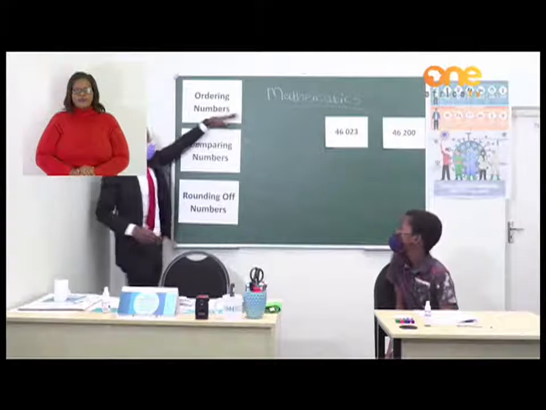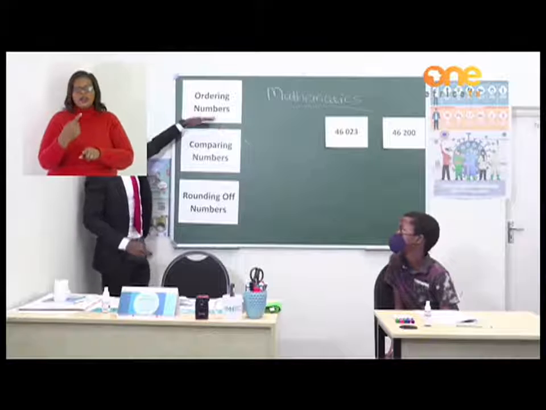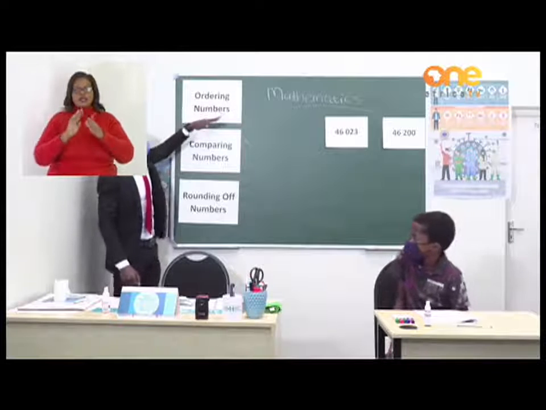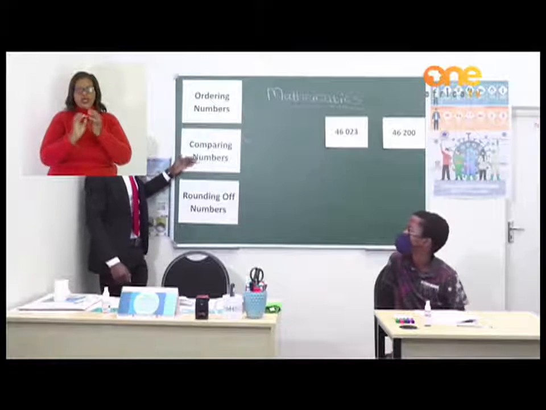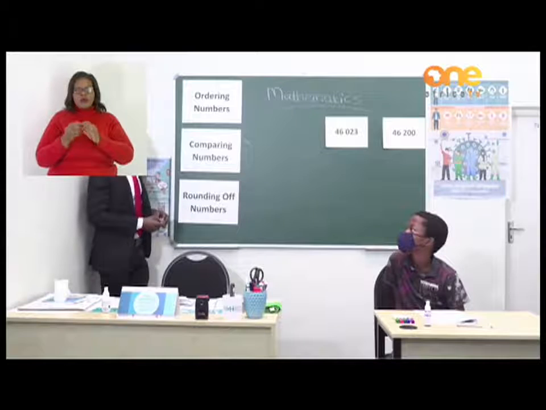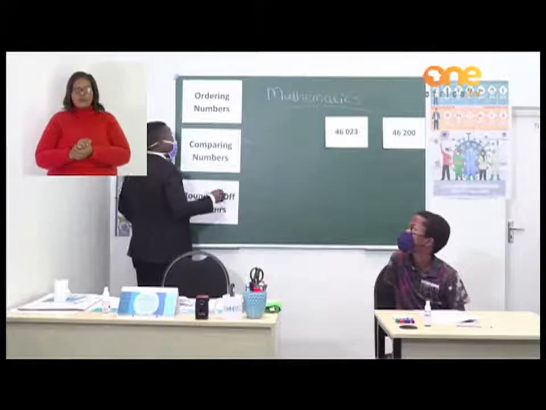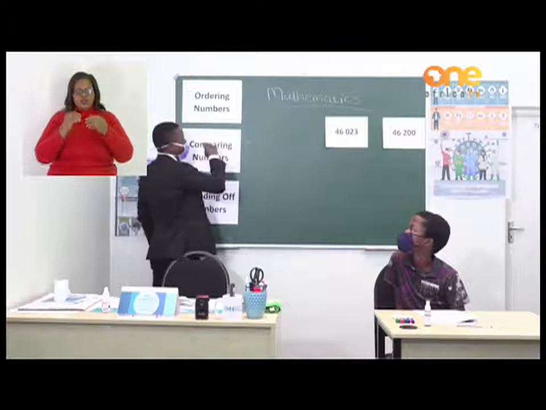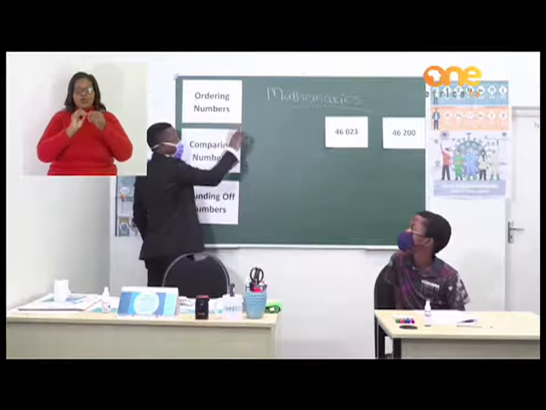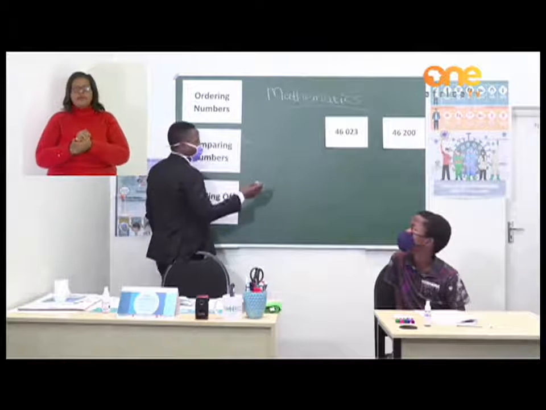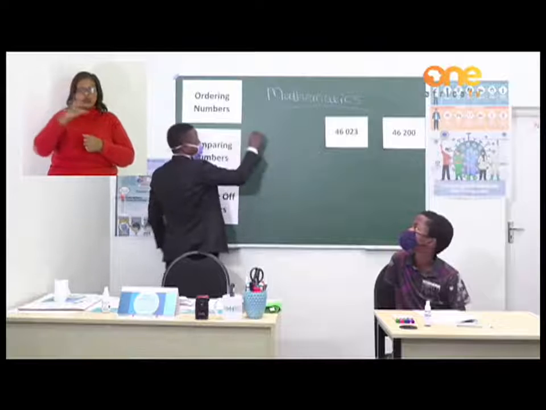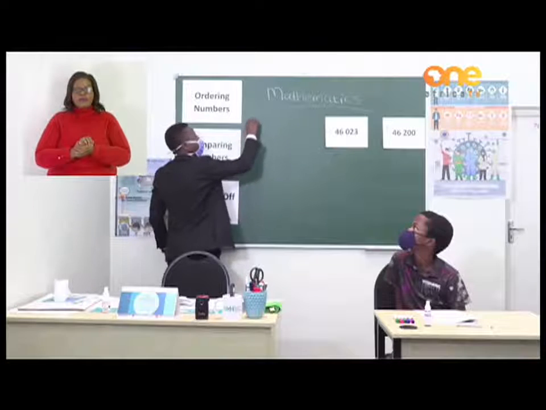As I said, we have to cover 3 objectives, whereby there is ordering numbers, comparing numbers, and rounding of numbers. So when it comes to ordering numbers, we have to put these numbers in order, maybe from the smallest to the biggest. Let me just give 4 numbers here.